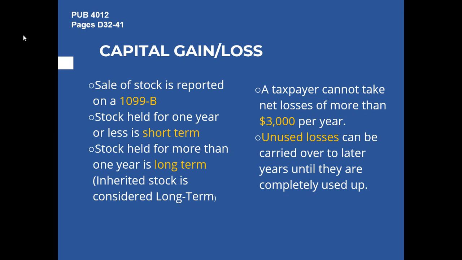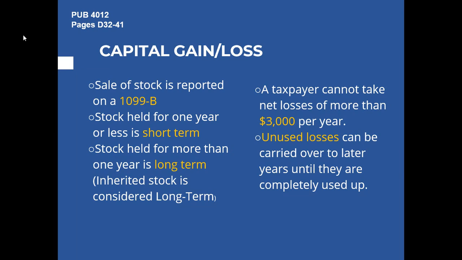If you held it for more than 1 year, longer than a year, that's called a long-term transaction. The computer will figure that out because we have to put in when they buy it and when they sell it. And the system will automatically figure if it's a short term or long term. Again, shorter than a year or longer than a year. And any stock that is inherited, so somebody passes away and somebody inherits that stock, is considered long term, regardless of whether they bought it the day before they passed away. So any inherited stock is long term. You just click the box, the computer does the rest.